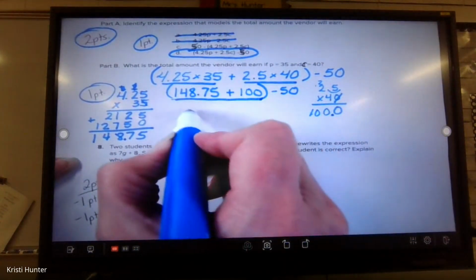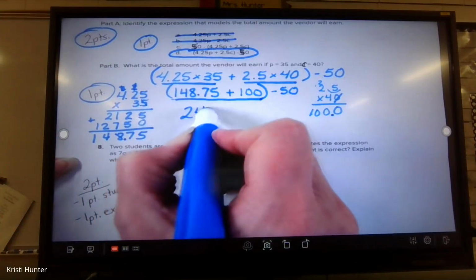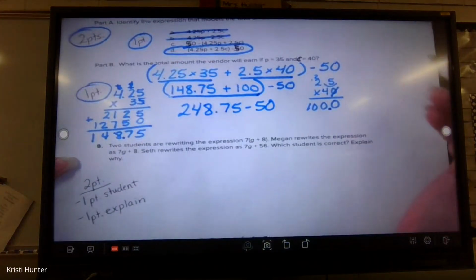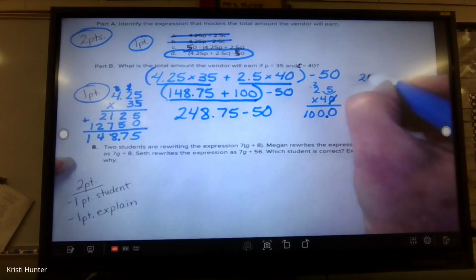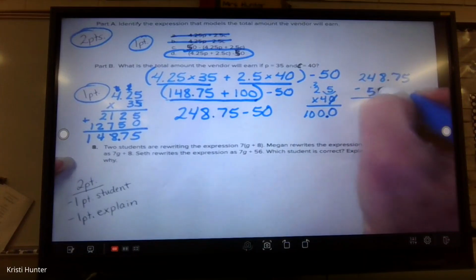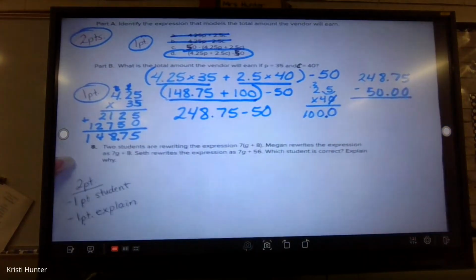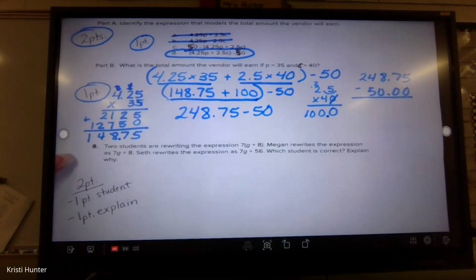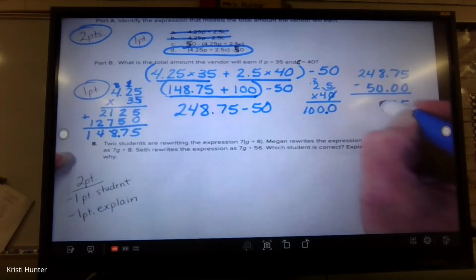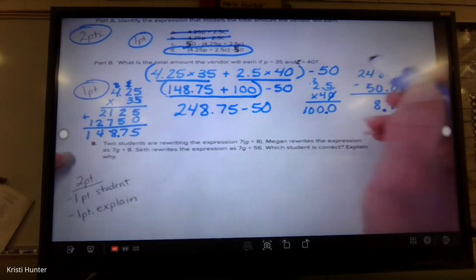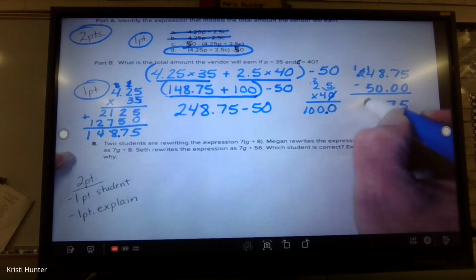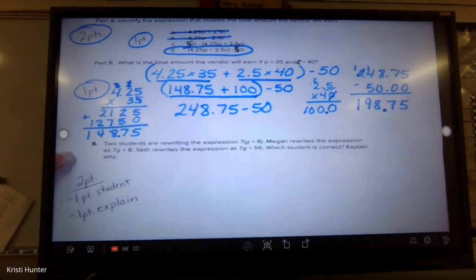So $148.75 plus 100 would be $248.75 minus 50. Remember, when I go to line up my decimals, when I subtract, we've got to make sure the 50 goes under the 48 so that I line my decimals up correctly. And I'm going to get a 5, a 7, an 8. 4 minus 5 can't do that. 14 minus 5 I can do. That's a 9. And I have 1.